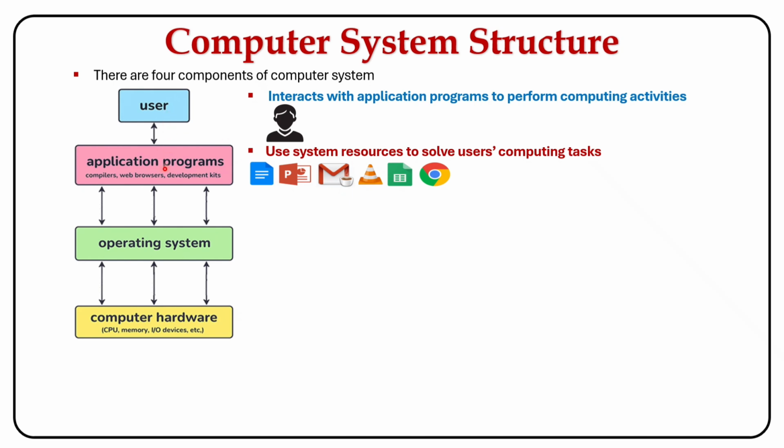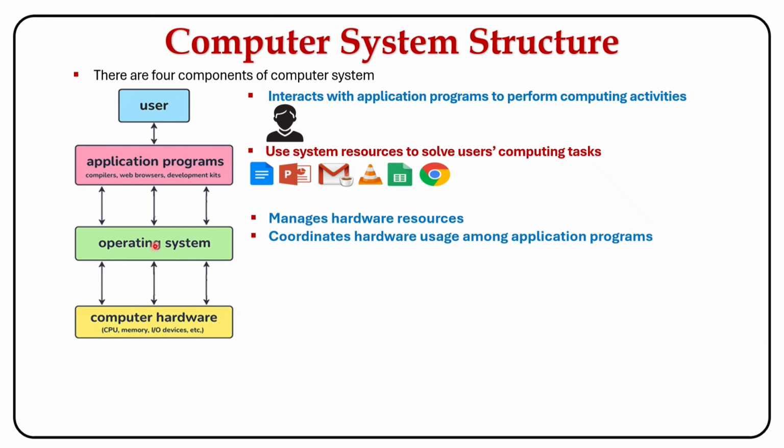The third component is operating system. The operating system acts as a bridge between the application program and the computer hardware. Its main responsibilities are to manage the hardware resources such as CPU, memory, and storage, and to coordinate the usage of hardware resources among multiple application programs. For example, if you are listening to music while preparing a presentation, the operating system ensures that both applications are running smoothly without interfering with each other.